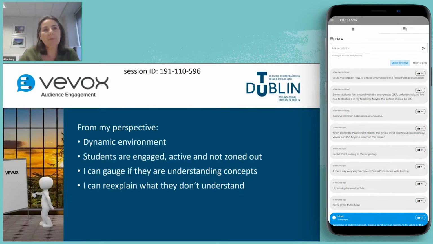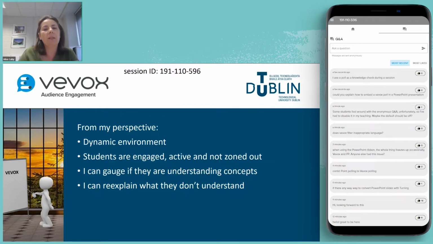From my perspective, it provides me with a dynamic environment. Instead of talking at students for an hour and not getting much response from them, and every class feeling the same when you're talking about the same thing, I went from being very static into a very dynamic environment where no two classes are the same, because different students learn different things, they're reacting in different ways. I found that my students were now much more engaged and active. They weren't zoned out and falling asleep.